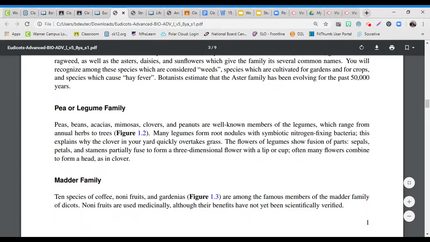These are also cash crops. They have a symbiotic relationship with nitrogen-fixing bacteria. They'll have what we call root nodules on the bottom of their roots. So we'll actually have that symbiotic relationship.